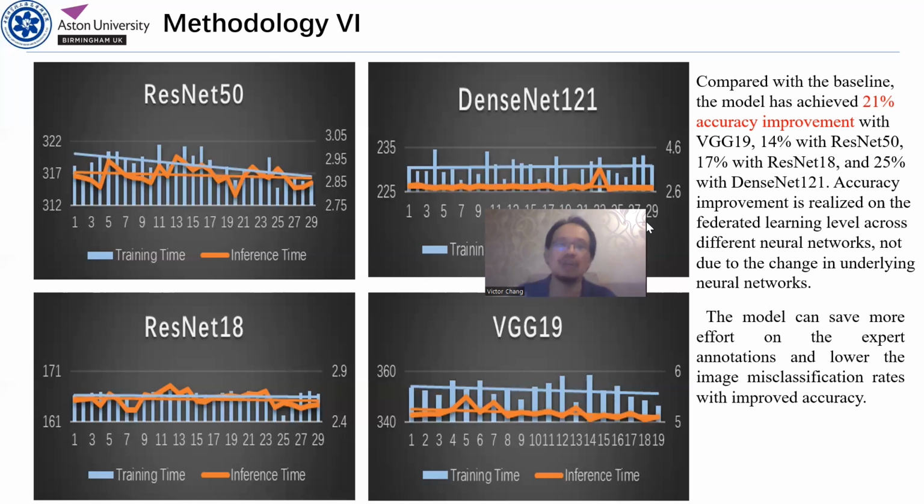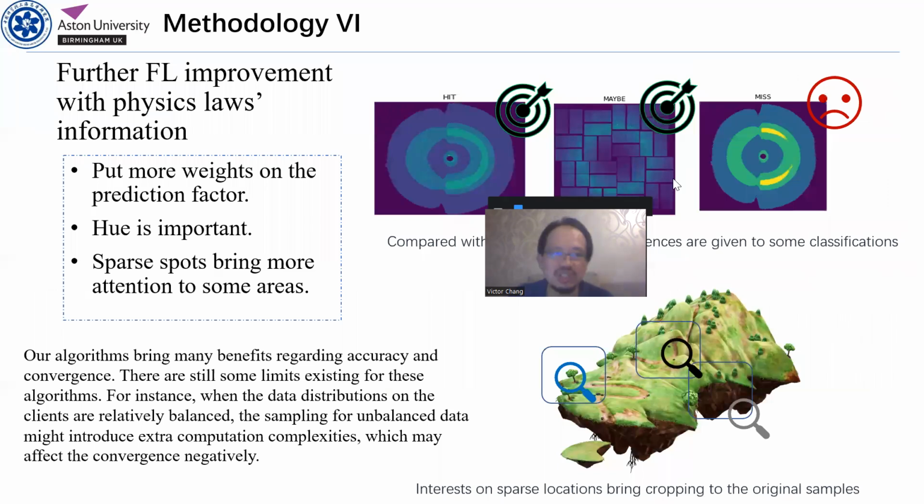Of course, this is an ongoing process, and we are doing further federated learning with physics law information. So we put more weight on a prediction factor. Why? If we put more weight, we can get better results. Hue is important. Why? Because it can make distinguishing differences when the images have a higher requirement on resolution or fine details, and the sparse spots bring more attention to some areas.